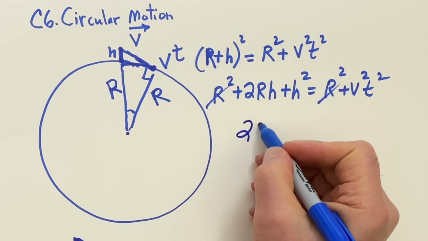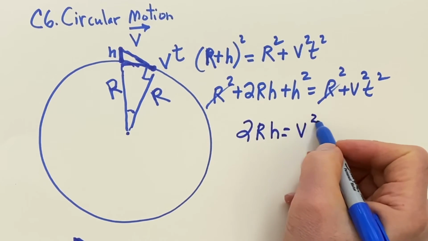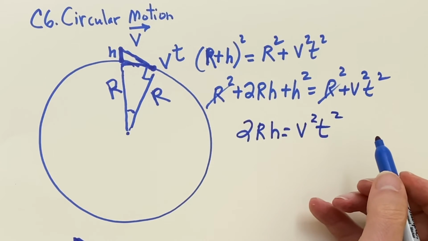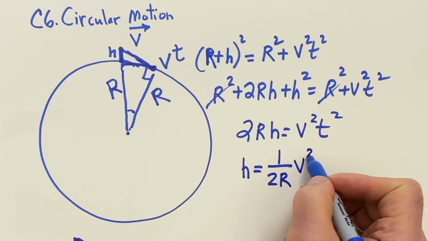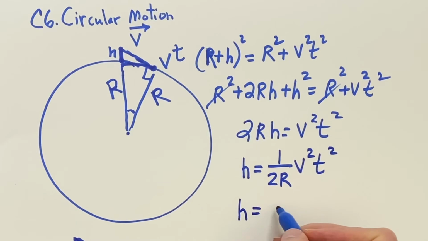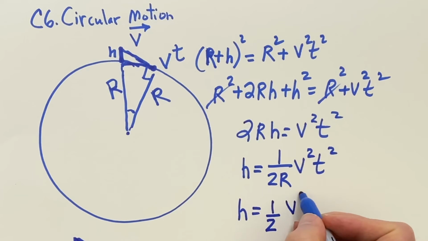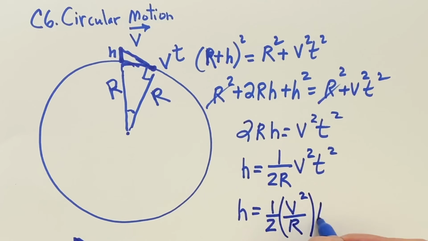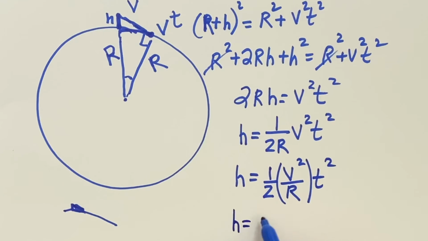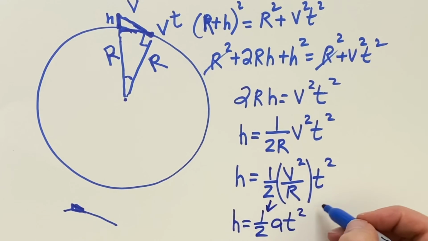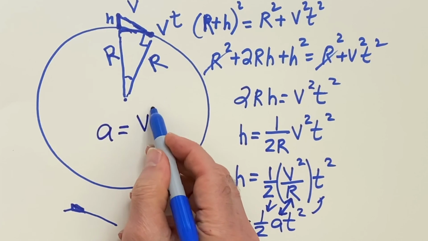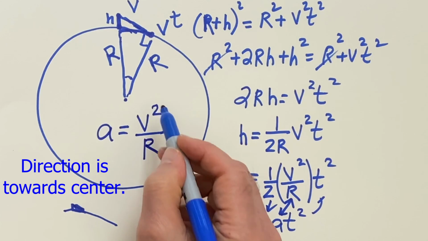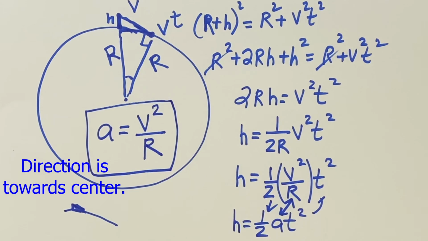So therefore, I'm going to write 2rh is v squared times t squared, and that means h is equal to 1 over 2r, v squared times t squared. And if I group these, I'll have 1/2 v squared over r times t squared, and compare that with my acceleration kind of problem, 1/2 a t squared. You have the 1/2 there, you have the t squared, and see, the acceleration is given by v squared over r. Very important formula. Can you believe that?